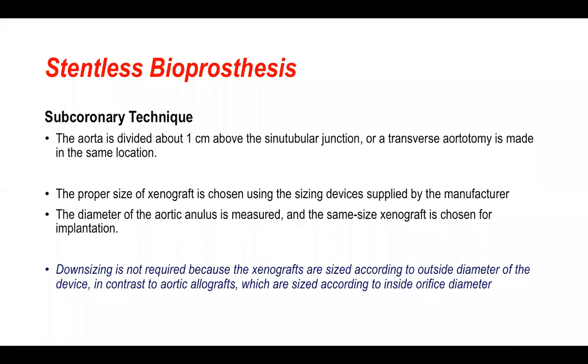So now we'll talk about the stentless bioprosthesis, and this is the subcoronary technique. As we mentioned before, the aorta is divided around 1 centimeter above the sinotubular junction, transverse aortotomy. Usually downsizing is not required because the xenograft from animals is sized according to the outside diameter of the device, but the homograft is sized according to the inside orifice diameter.